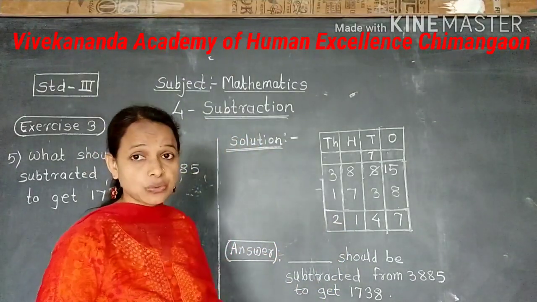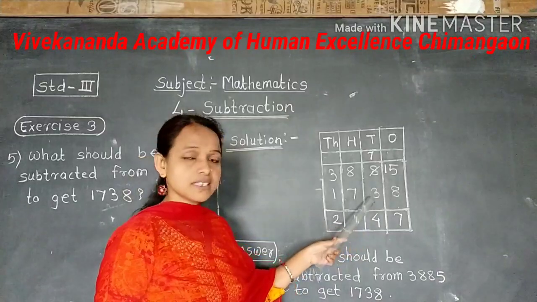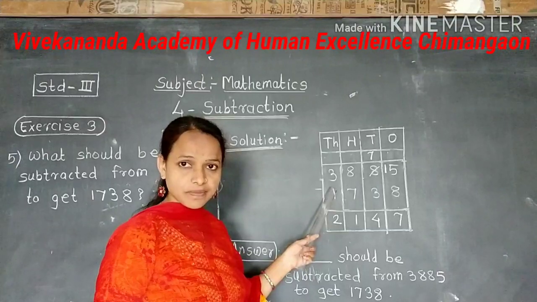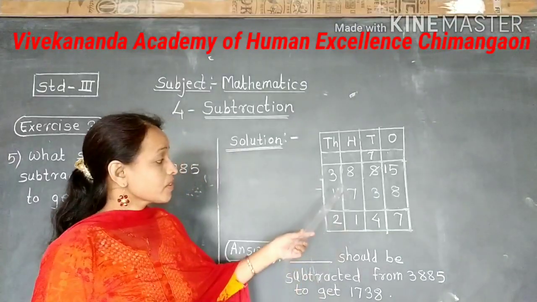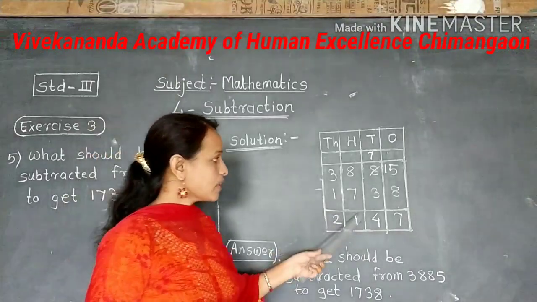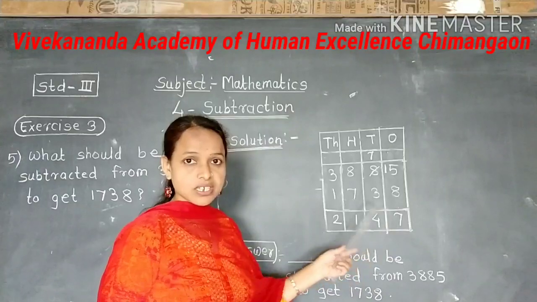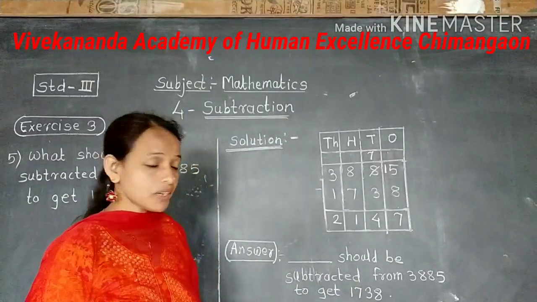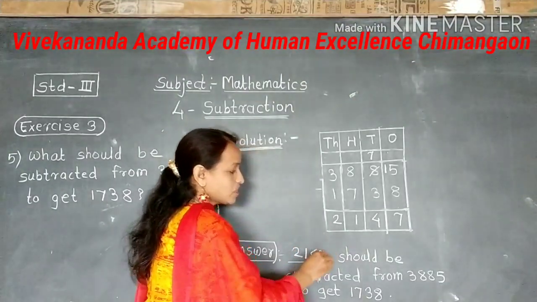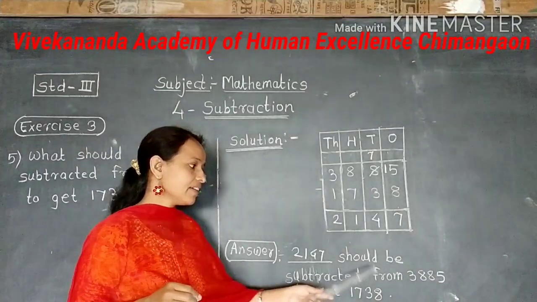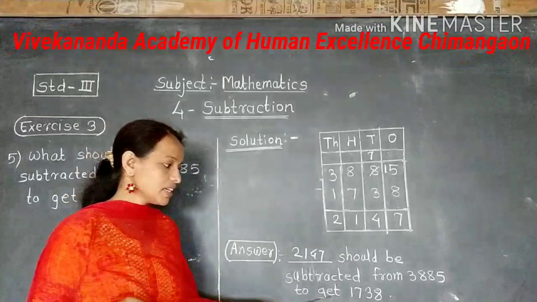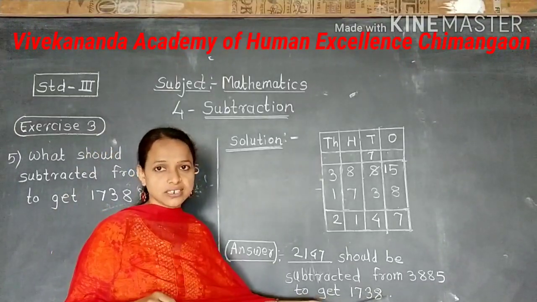Look here again. We subtract ones first, then tens, then hundreds, and finally thousands, by borrowing. And here we get the answer 2147. So finally, what will be our answer? 2147 should be subtracted from 3885 to get 1738.